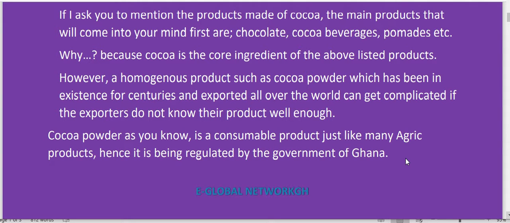You can't just export cocoa if you do not know the type of cocoa it is, because I know that we have types of cocoa, and even me who is not well abreast with that field, I know that we have types of cocoa. So if your sole aim is to start an export business with cocoa, then you must know cocoa very well, study the product very well. Of course, if you cannot study the product, then you can as well pay somebody to do it for you.